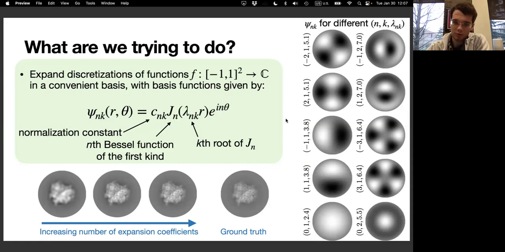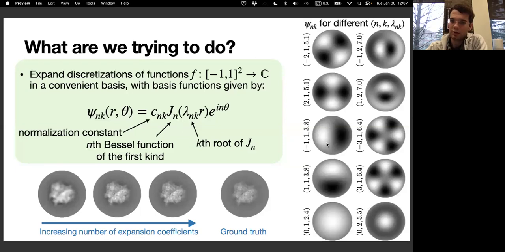As you probably know, these are eigenfunctions of the Dirichlet Laplacian on the unit disk. I've tried to plot some of them here. You might have to break your neck a little bit, but I have 10 different eigenfunctions here. This is psi nk, where the first variable is n, the second is k, and the third is lambda nk. I've arranged them in increasing lambda here.